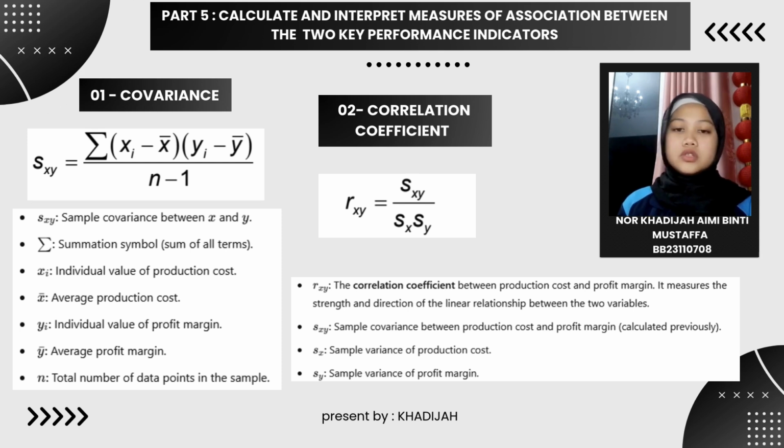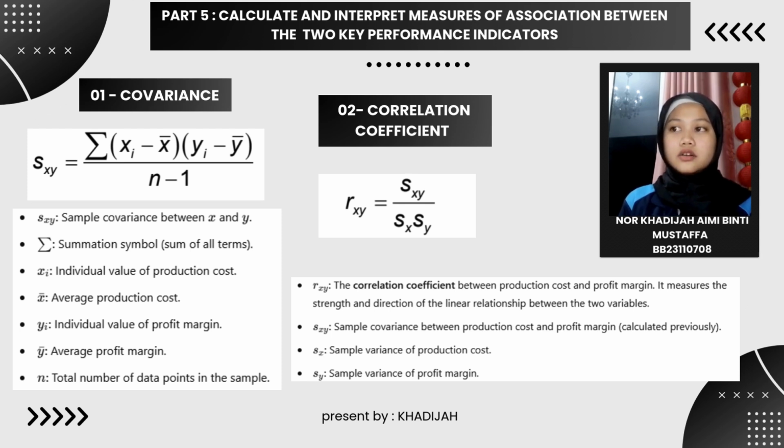To find the covariance, the formula is the summation of (xi minus x bar) multiplied by (yi minus y bar), and then we divide by n minus 1. Here xi refers to the value of the production cost, x bar refers to the mean of the production cost, yi refers to the value of the profit margin, and y bar refers to the mean of the profit margin. Then we divide by n minus 1, where n refers to the total number of companies, which is 30.